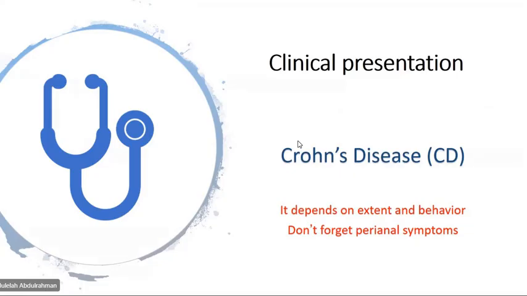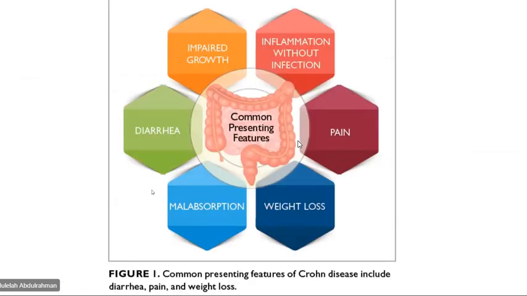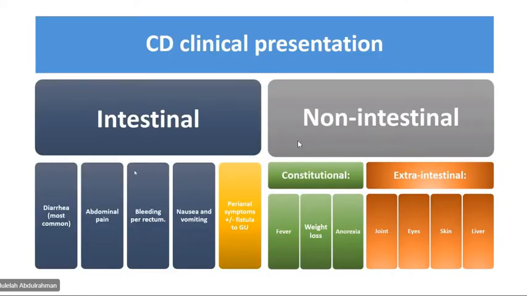Now, clinical presentation, as I told you early on, if you're asked about Crohn's disease, you cannot say that is the presentation. I would ask about the extent and the behavior of the disease. So do not forget perianal symptoms. They have different categories of possible presentations: weight loss, pain, inflammation without infection, impaired growth in the pediatric age group, diarrhea, malabsorption. And I just made this slide to make things easier. I tend to say it's easier to remember symptoms in categories rather than just remembering them individually. So I say they have either intestinal or non-intestinal symptoms, and the non-intestinal symptoms are either constitutional or extraintestinal manifestations.